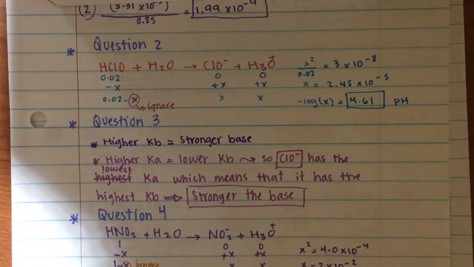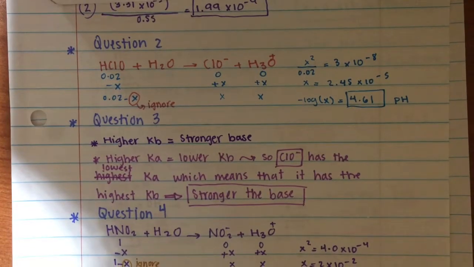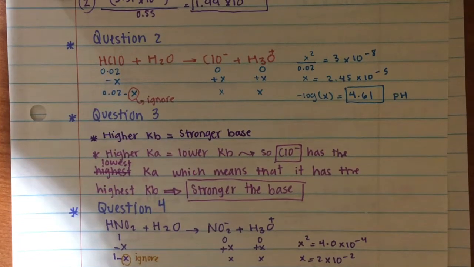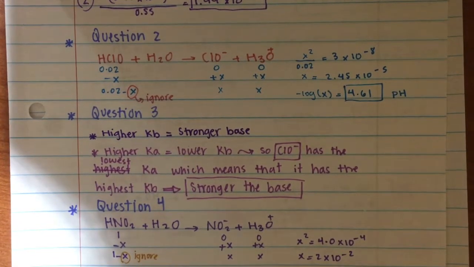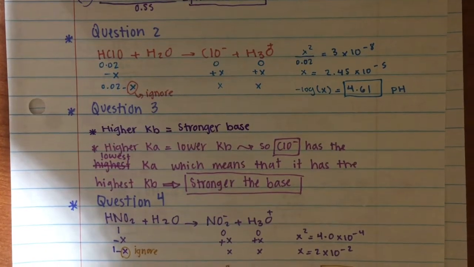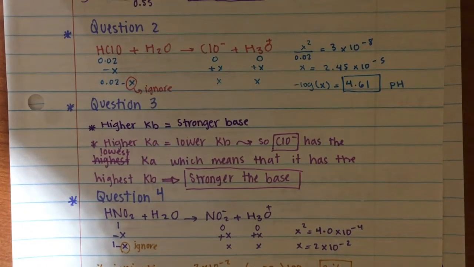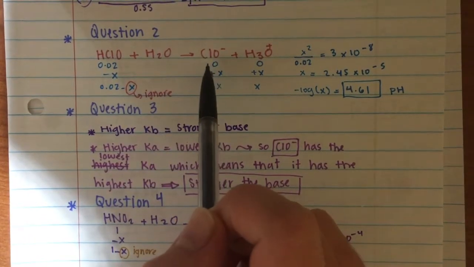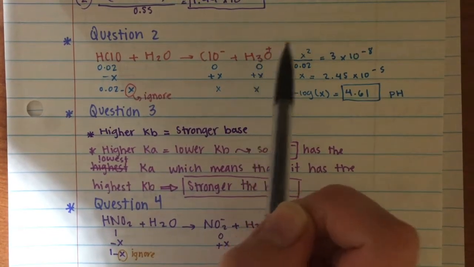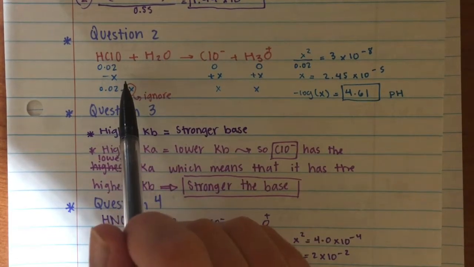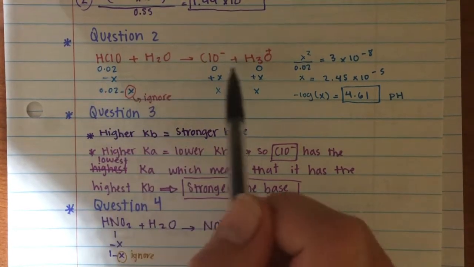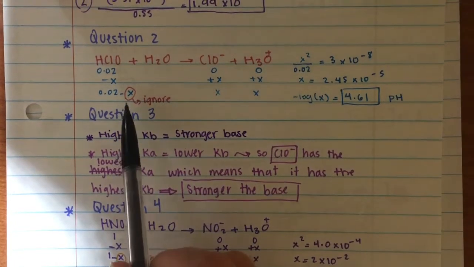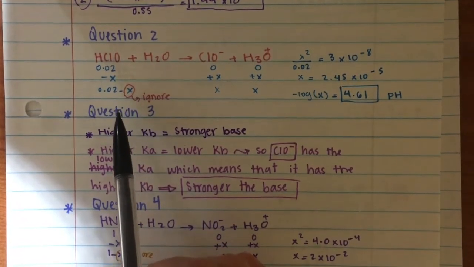Question 2 says the Ka of an acid is 3 times 10 to the negative 8. What is the pH at 25 degrees Celsius of an aqueous solution that is 0.02 molar in HClO? So what you have to do is make an ICE chart again, starting with the acid and then adding water, and you get the conjugate base and the H3O. You start with 0.02 molar of the acid, but you don't have anything in the products. So you do minus x, plus x, and plus x. And then you can ignore that x because it's going to be a small number.